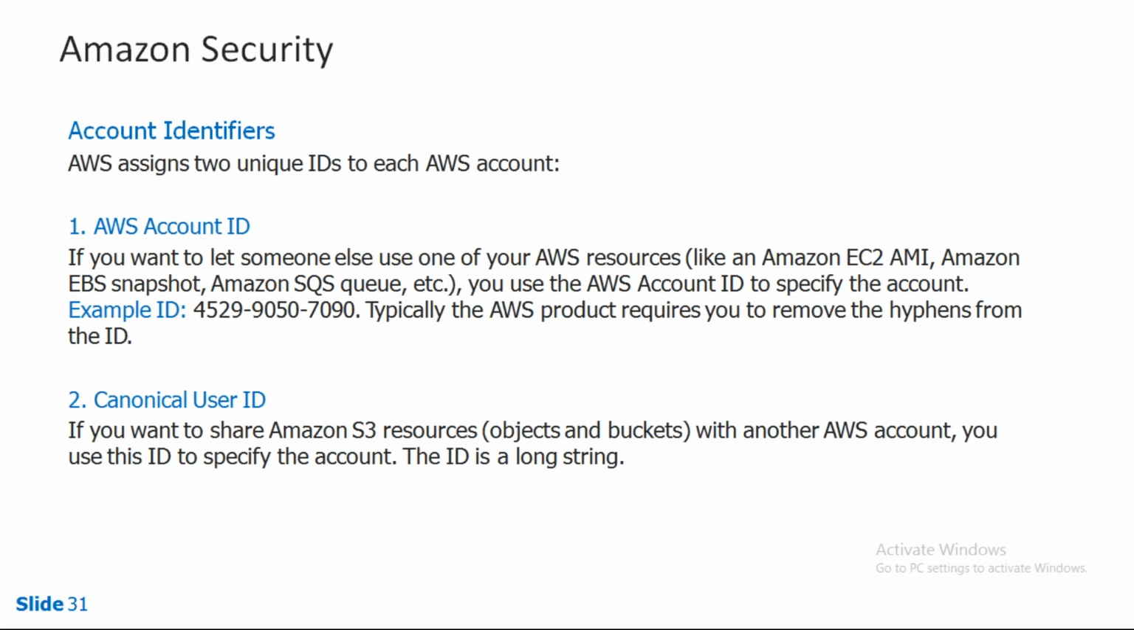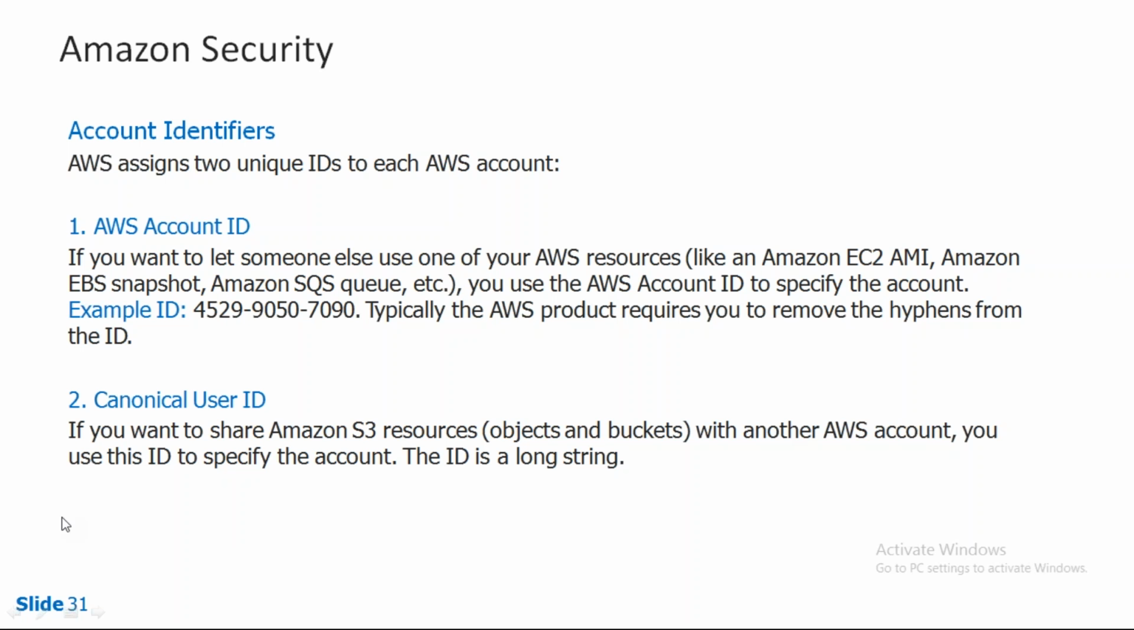So the AWS account ID is used if you want to let someone else use one of your AWS resources, like an Amazon EC2 AMI, an EBS snapshot, or an Amazon SQS queue, etc. You use that AWS account ID to specify the account. Typically, AWS products require you to remove the hyphens from the ID. So without any hyphens, you will have an account ID provided once you create your AWS account. That's a 12-digit ID. Then the canonical user ID.